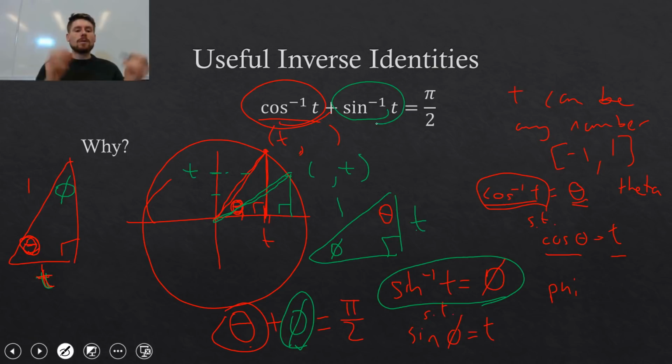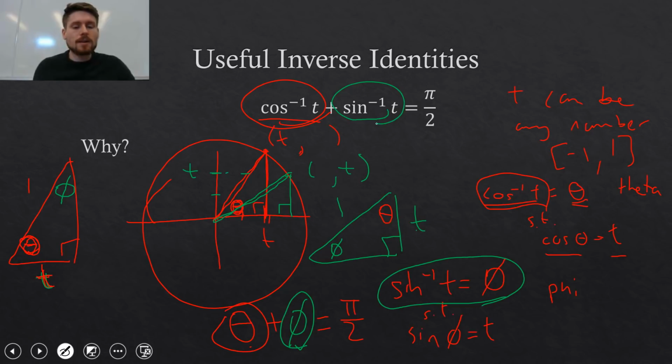So what that says is no matter what t is, cosine inverse of that plus sine inverse of that equals pi over 2. They're complementary angles. I would encourage you to take this a step further and justify for yourself that this identity holds for negative values of t, that you still get the same answer if t is negative, because in our picture, we picked a random positive t.